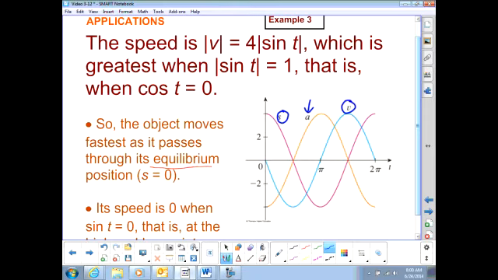Well, that is going to occur at the same times that cosine is 0. So in other words, looking here and here, those are the spots where the sine graph is either at a maximum or a minimum, which that was our velocity, which its absolute value is its speed. The reason that's interesting is that means the weight on the spring is moving its fastest as it passes the equilibrium point of position 0.